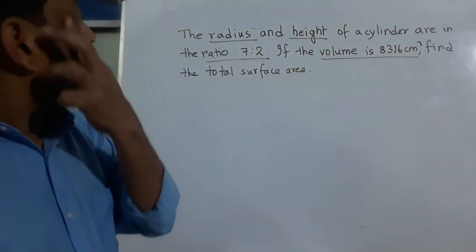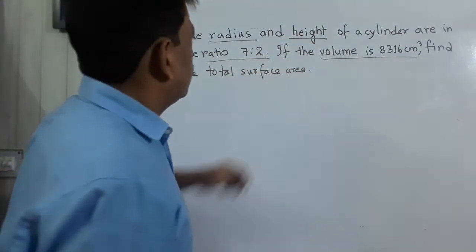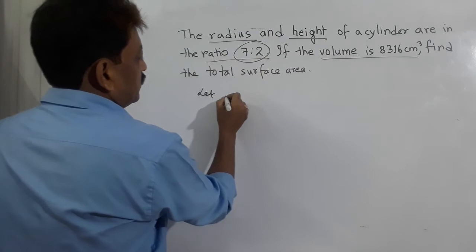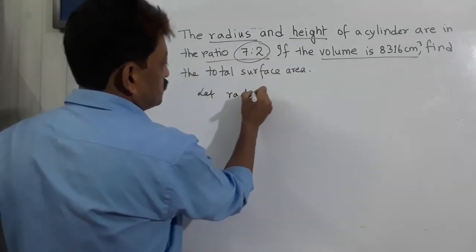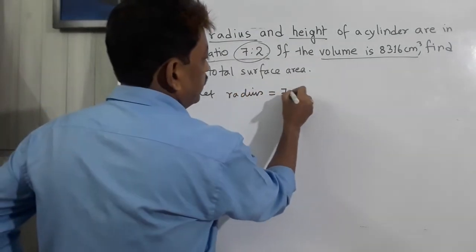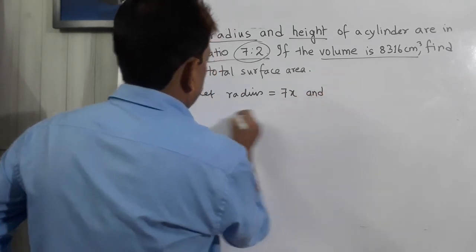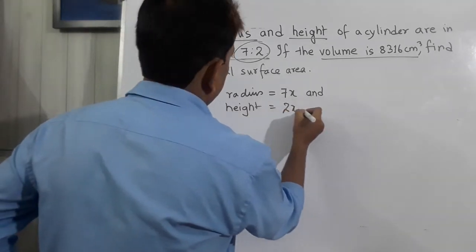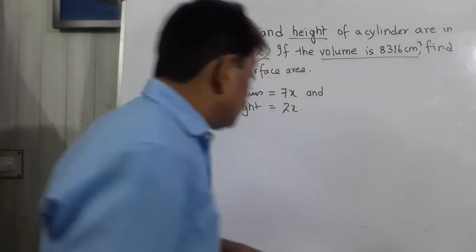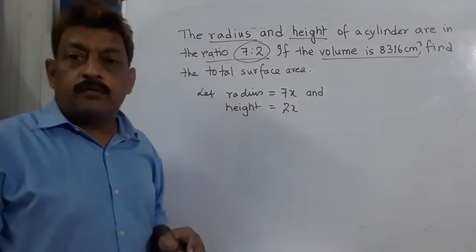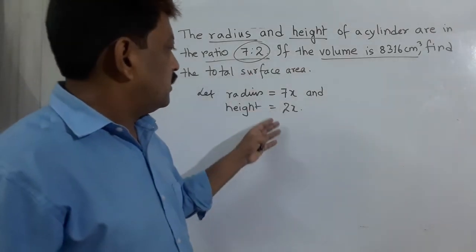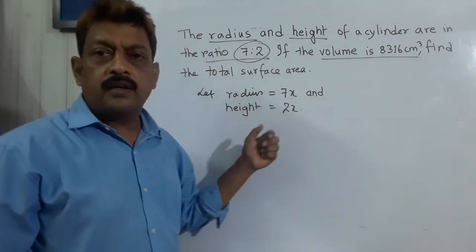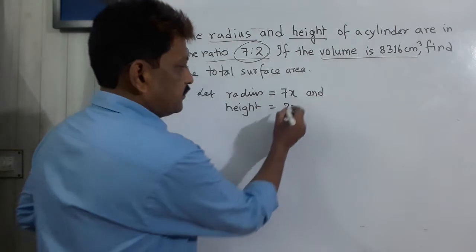Let us take the radius as, since the ratio is 7:2, let radius equal 7x and height equal 2x. Since it is given in the form of a ratio, we have to multiply the terms with a constant. I have taken the constant as x, so radius is 7x and height is 2x.